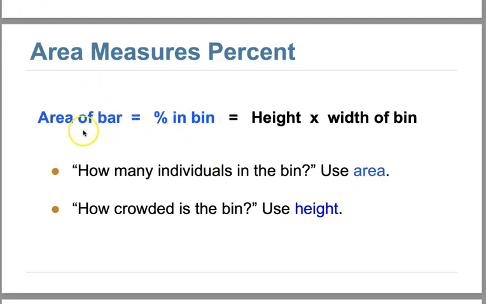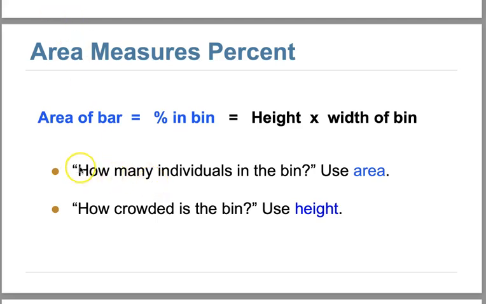Since the area of the bar is a percent in the bin, that equals the height times the width of the bin. So here we can ask a question: how many individuals are in the bin? That's area. In our example, by default the histogram uses percentage, but you can also use just the frequency. If it's the frequency, the count, that will be how many individuals are in the bin.